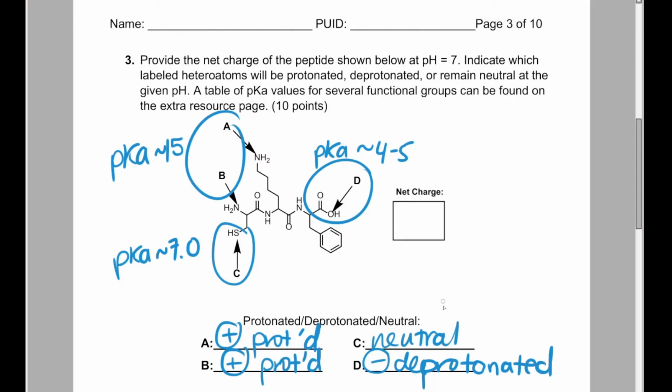And just to remind you, neutral means there's a zero charge, and we also have to find the net charge of this entire molecule. So we just add up all of the charges. 1 plus 1 minus 1, that would be positive 1. So the net charge would be 1 plus.